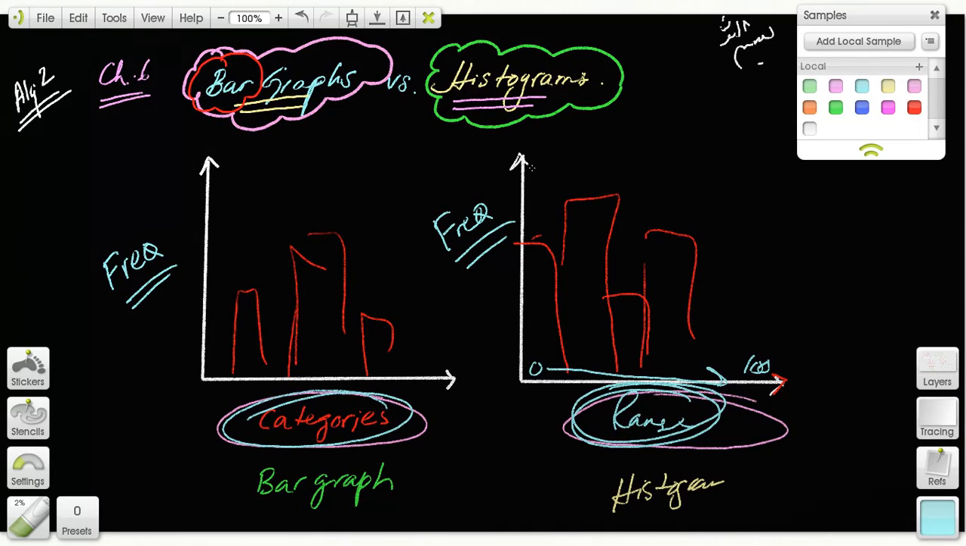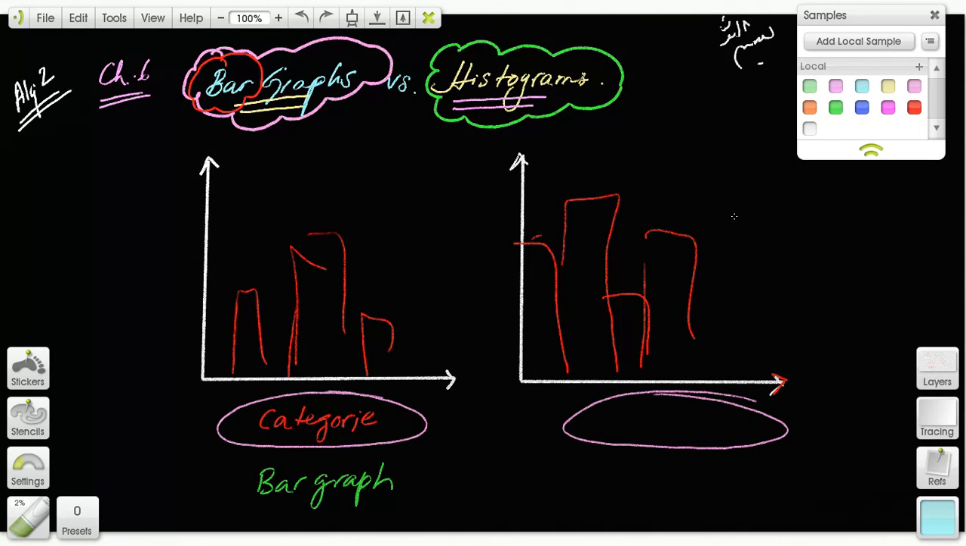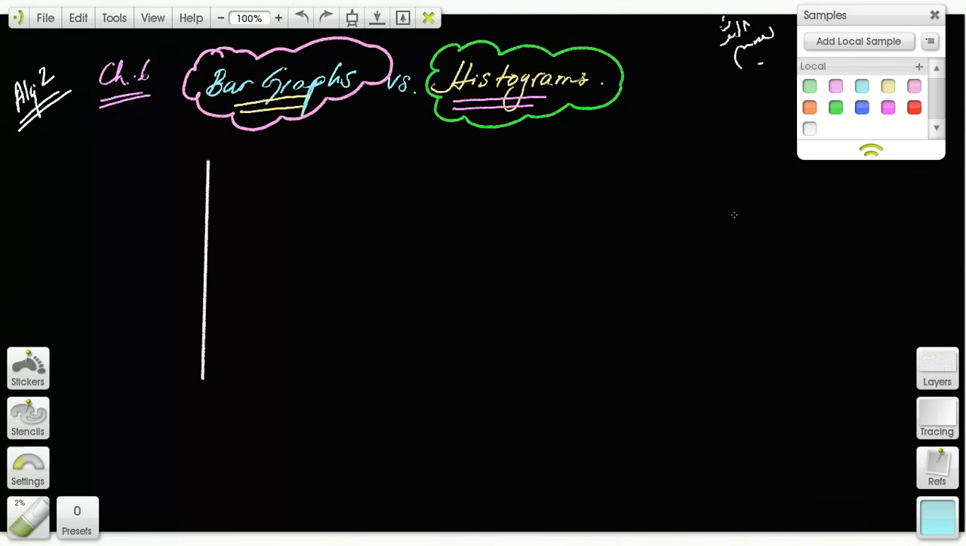So what we have learned now is the following. I shall summarize and finish. We learned the difference between a bar graph and a histogram. A bar graph has different categories on this side and frequency on this side, and the bars are separated from each other like this. A histogram has a range on the x-axis and frequencies on the y-axis, and the bars are connected to each other like that.